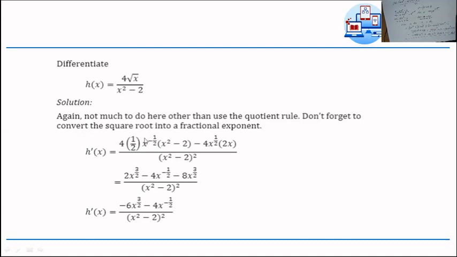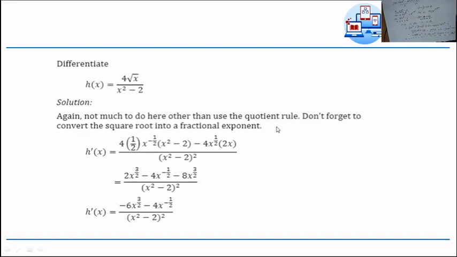Okay? So, simplify it further. If we're going to multiply this one dito, so we have 2x raised to 3 halves minus, ito, i-multiply nyo siya dito, 4x raised to negative 1 half minus ito i-multiply mo siya, we have 8x raised to 3 halves. All over x squared minus 2 and then raised to 2. So simplified further, collecting like terms, 2 minus 8, we have negative 6x raised to 3 halves and then 4x raised to negative 1 half all over x squared minus 2 raised to 2. So that's our final answer.